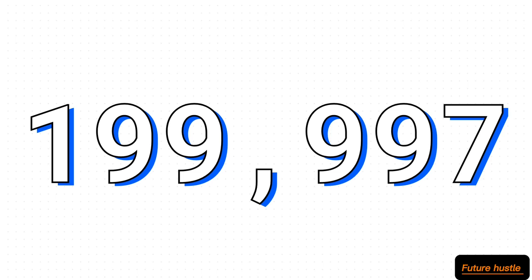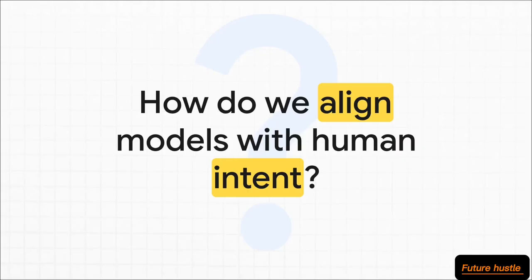Out of roughly 199,997 options, it guesses the next word, tweaks its internal weights, and slowly, painstakingly maps out the rules of human grammar and semantic nuance. But here is the really crucial point. A model fresh out of pre-training is basically just a raw autocomplete engine.